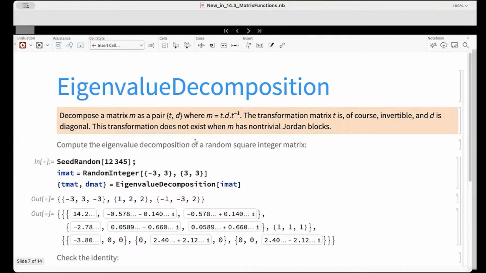The eigenvalue decomposition is a special case, but the most common case, of the Jordan decomposition. You use the Jordan decomposition when you cannot diagonalize the matrix, but in some sense, most matrices can be diagonalized, and then the eigenvalue decomposition is a nice, convenient way to get that diagonal form.